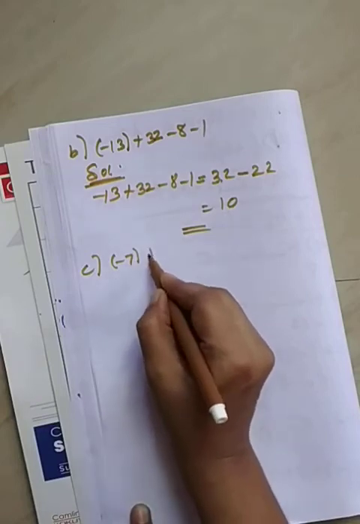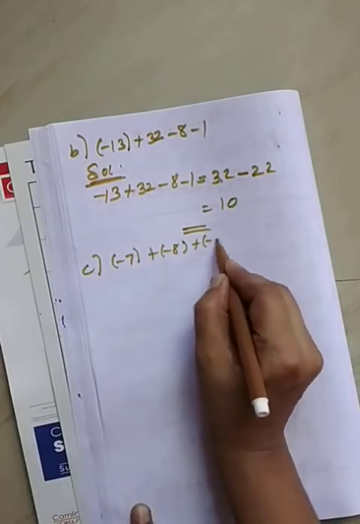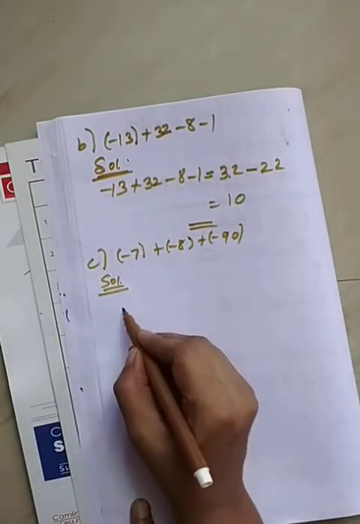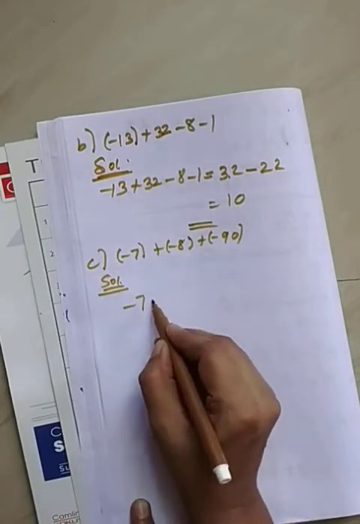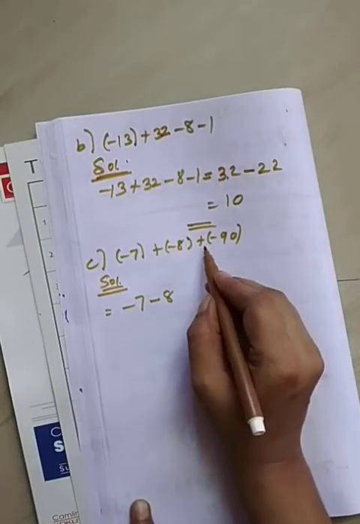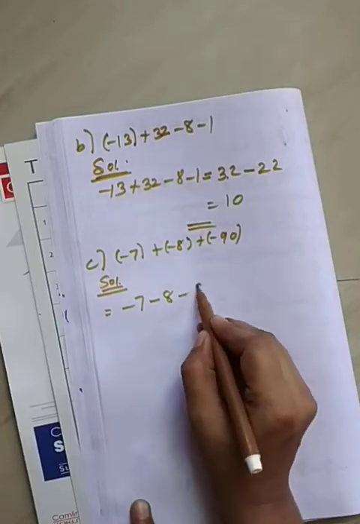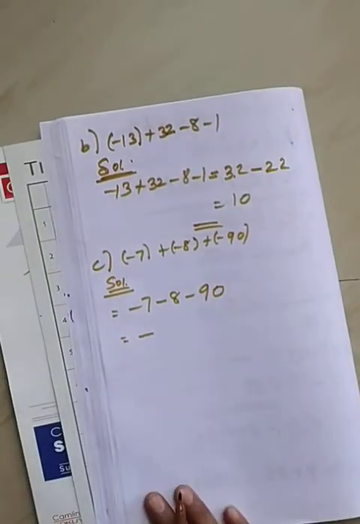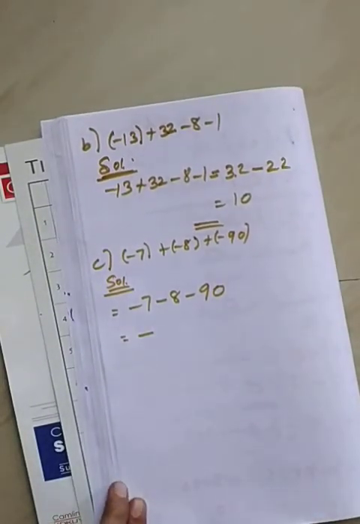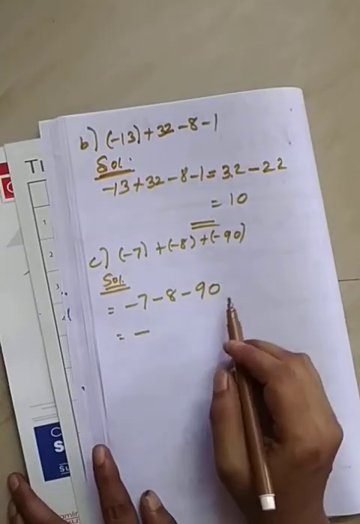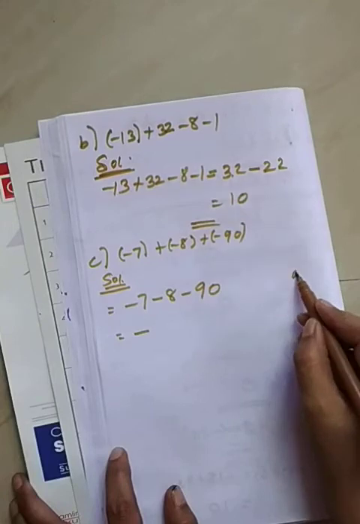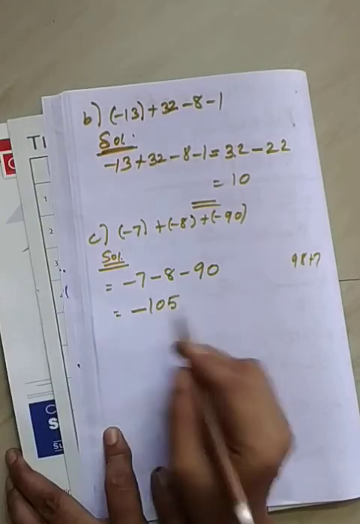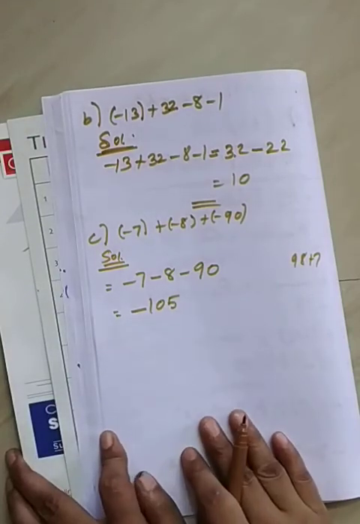Minus 7 plus minus 8 plus minus 90. See your answer. Write this minus 7 plus into minus 8. In this one plus into minus 90. See here all are negative. So negative sign you have to put first. Now you have to add for all value. Now you can add 90 plus 8, 98. Plus 7, what is 98 plus 7? 105. So your answer is minus 105.